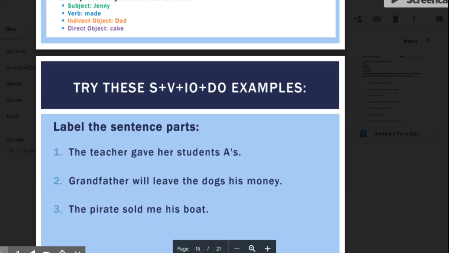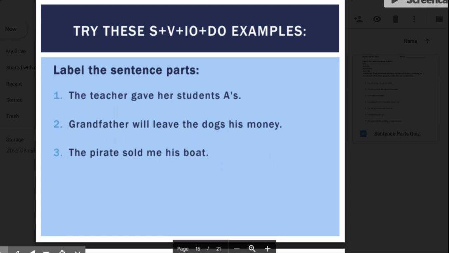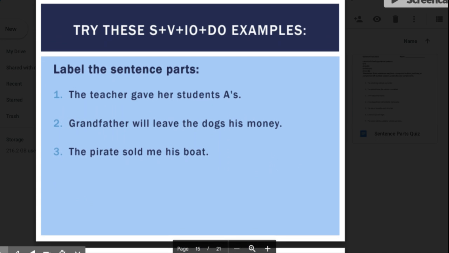All right, let's try these in your notes. So look at number 4 in your notes. Go ahead and label the subject, the verb, the indirect object, and the direct object. So take a minute with these 3 and label them in your notes. You can pause the video and try them now. All right, let's look at the answers.